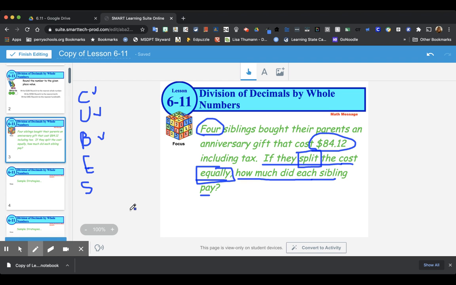And now I need to evaluate and solve. So when you take a look at a question like this, we see that we've got 4 siblings. So we're going to split the cost. What was the cost? The cost was $84.12. And we're going to split it up. We know that when we see split, we are going to do division. So we're going to divide that by 4 people or 4 siblings.